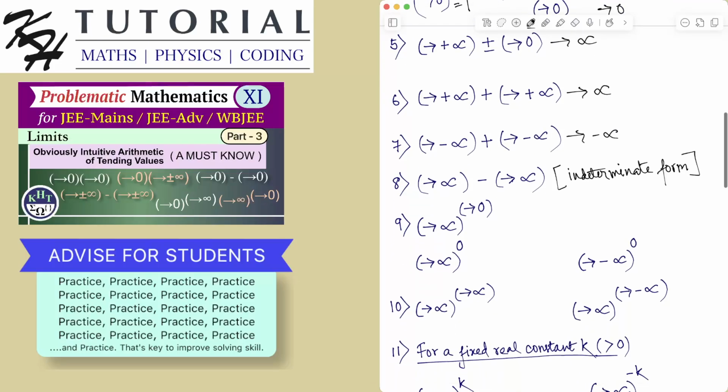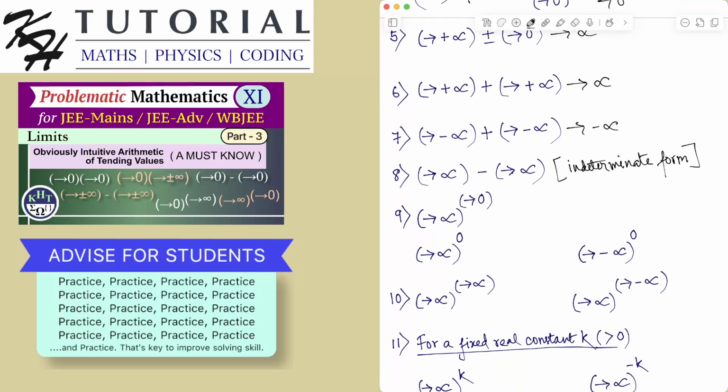Okay, ninth one. Infinity raised to the power 0 is again an indeterminate form. Indeterminate form, we cannot immediately say what value it will tend to unless we solve it using some specific method. So infinity raised to the power a value tending to 0 is an indeterminate form.